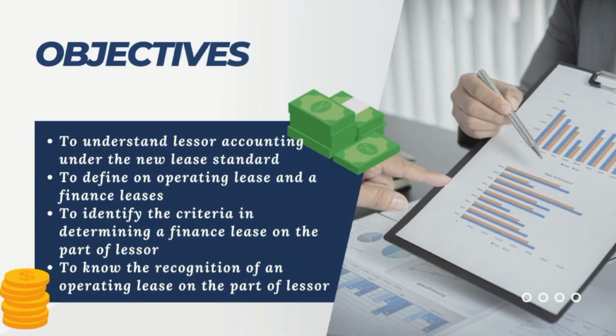First up are our objectives for this discussion. Number one, to understand lessor accounting under the new lease standard. Second is to define an operating lease and a finance lease. Third is to identify the criteria in determining a finance lease on the part of the lessor. And lastly is to know the recognition of an operating lease on the part of the lessor.